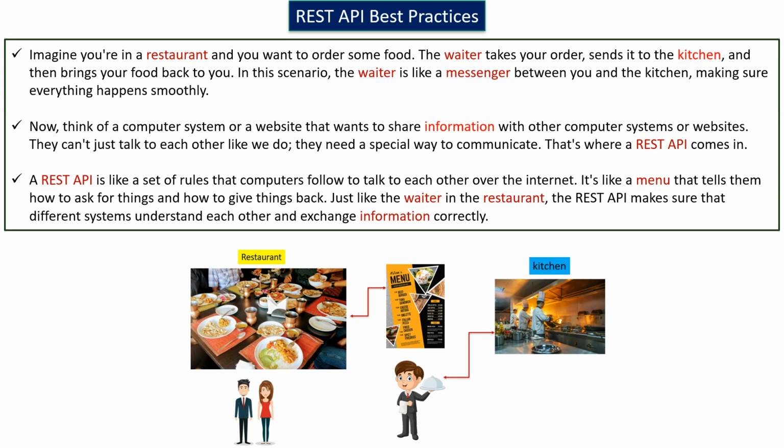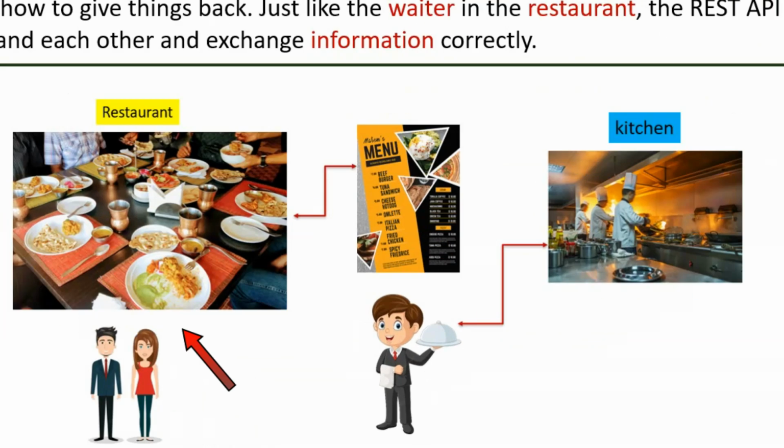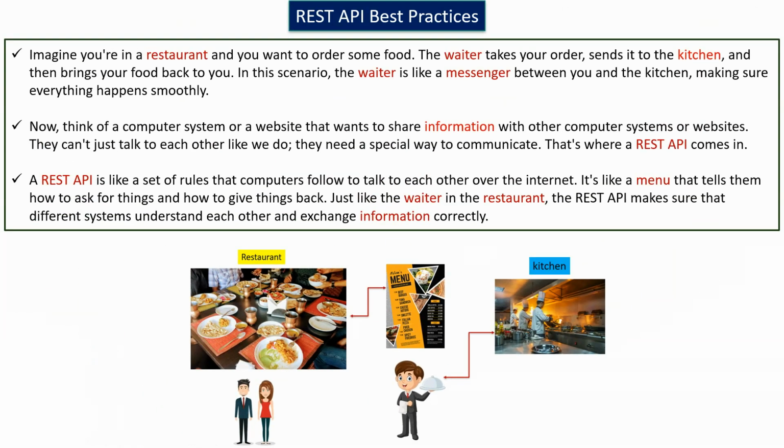In this video tutorial, I will explain REST API best practices. Imagine you are in a restaurant and you want to order some food. The waiter takes your order and sends it to the kitchen and then brings your food back to you once it is ready. In this scenario, the waiter is like a messenger between you and the kitchen. He makes sure everything happens smoothly.